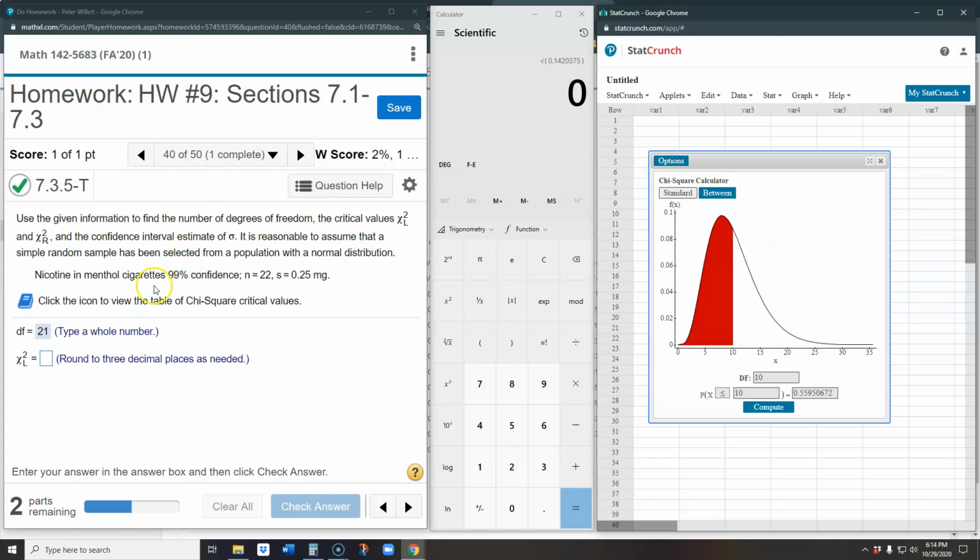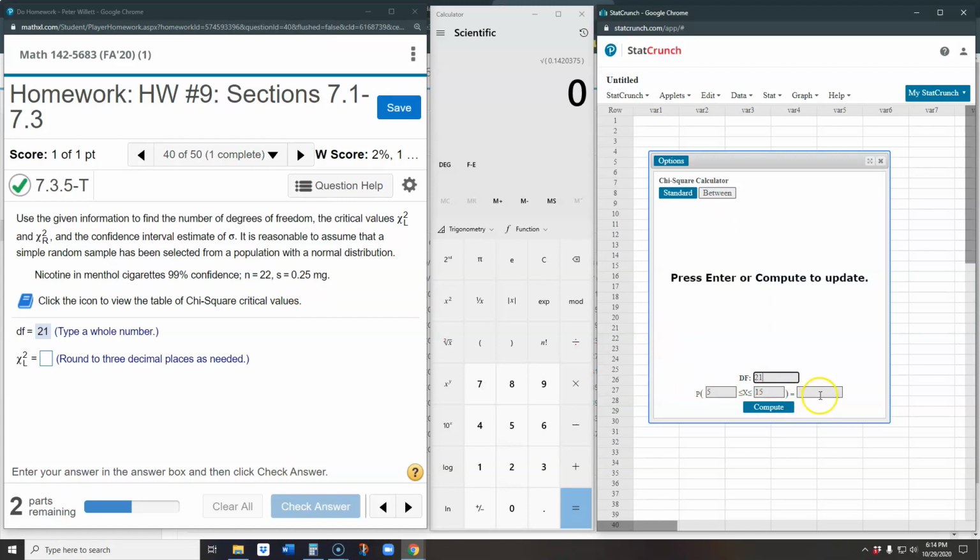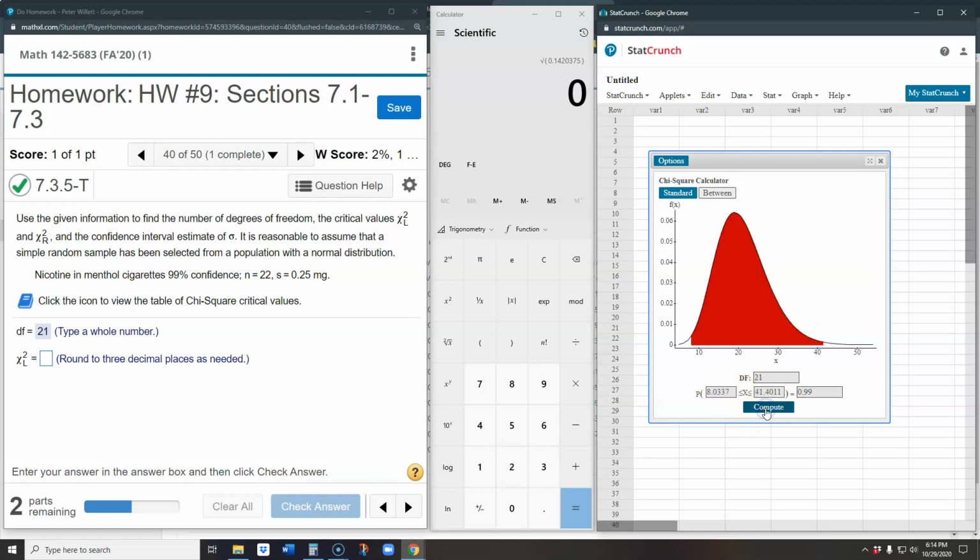And because we want a 99% confidence interval, we're going to go to the between calculator, and we want the area in between to be 99%, and the degrees of freedom we've already determined is 21. So then I'm going to put in the area of 0.99 for 99% interval, and it'll then tell me the left and the right chi-squared values for that interval.